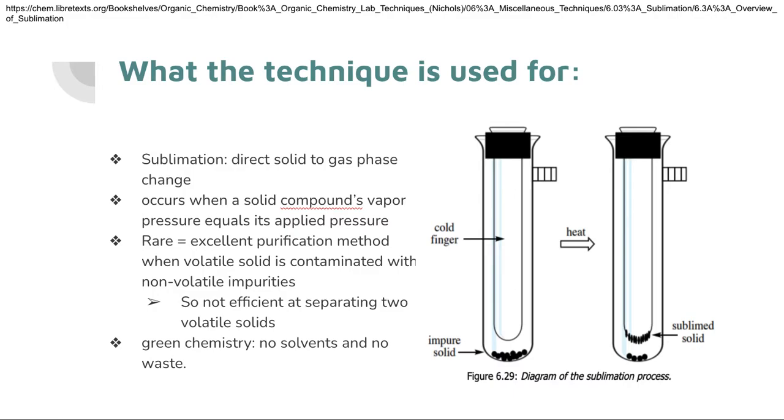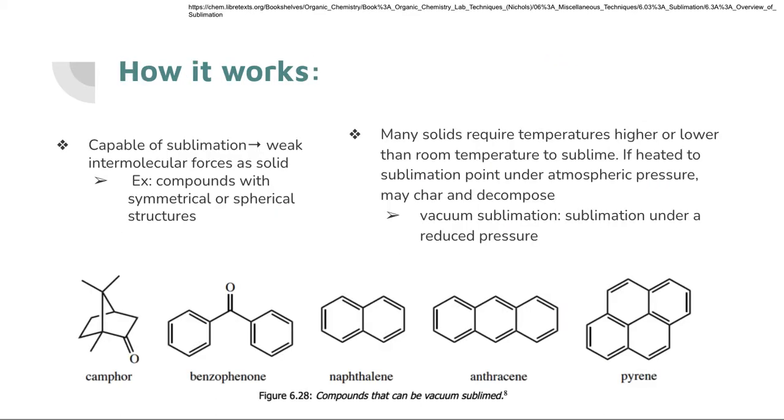Because this is so rare, it is an excellent purification method where the volatile substance is contaminated with non-volatile impurity. In this instance, the impure solid would be heated in the bottom of a vessel close to a cold surface called a cold finger, and as the volatile substance sublimes, it is deposited on the surface of the cold finger where it can later be recovered, and thus you can separate the non-volatile substance left behind from it very easily. This is also known as green chemistry because there's no solvents involved and nothing goes to waste.